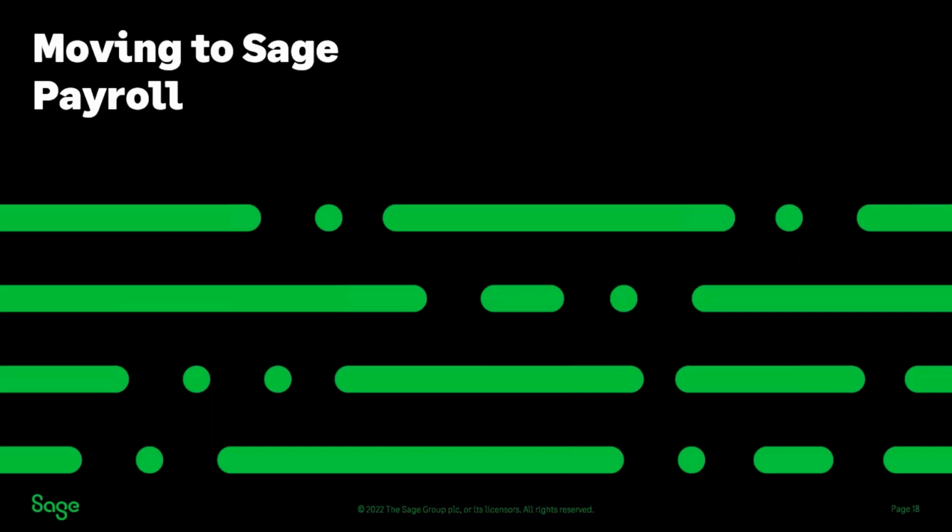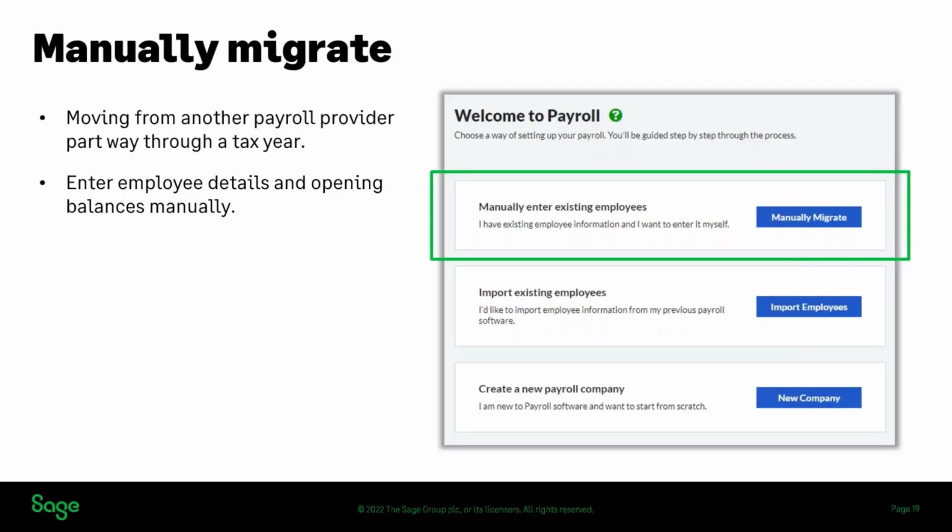So that's all well and good if you are a brand new business taking on your first employee. But now let's take a look at what's involved in actually moving an existing payroll over to Sage. So this is where the other two options come into play. You can either manually migrate, which is more suited to smaller payrolls where you're happy to enter all of the employee details and opening balances manually. Or there's another option, which I'll show you in a few minutes, where you can import existing employees from an FPS file. So we'll take a look at manually migrate first.